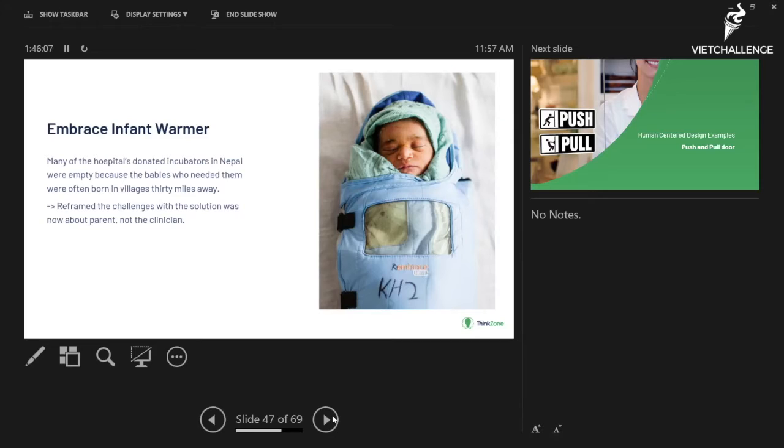So this team of designers then created this baby warmer that warms up the baby's temperature, and they managed to save hundreds of thousands of lives. Very cheap solution also for the mothers living in that region.